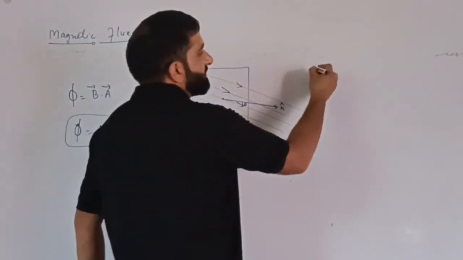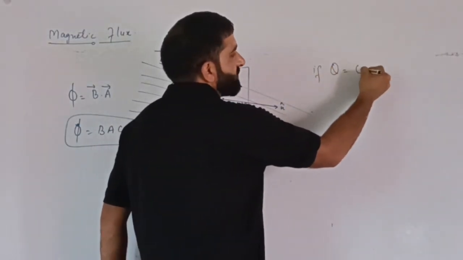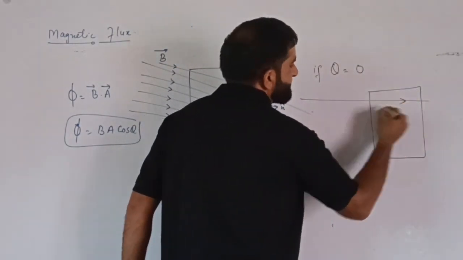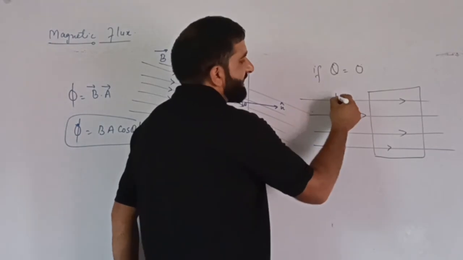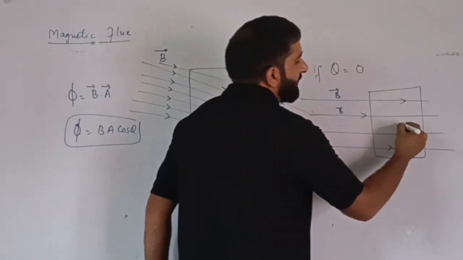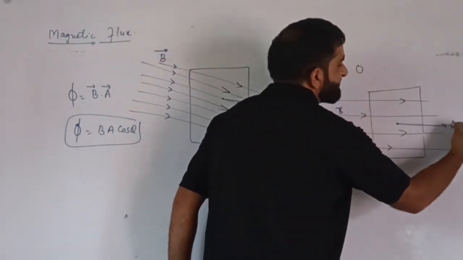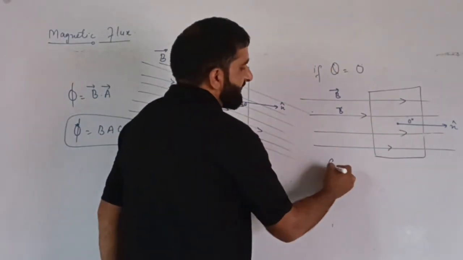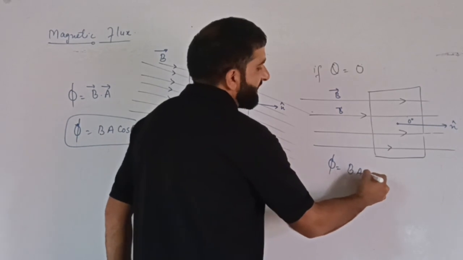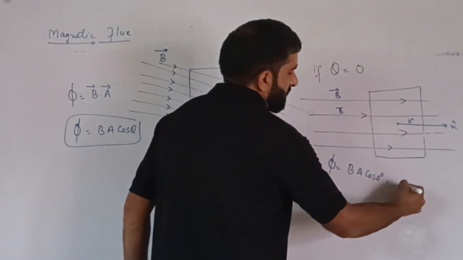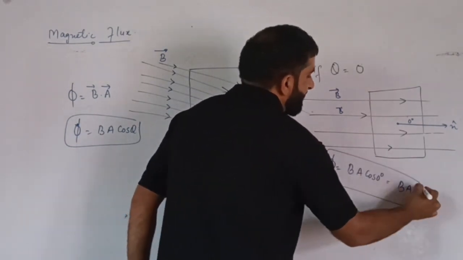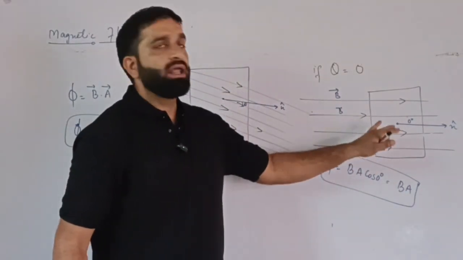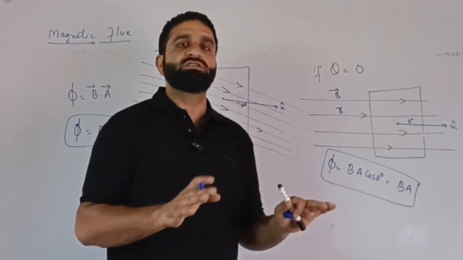Now if theta is equal to 0, that means the plane of the surface is perpendicular to the magnetic field lines, and the normal to the surface makes an angle of 0 degrees with the magnetic field lines. In that case, our phi is equal to BA cos 0. Cos 0 is equal to 1. So flux is maximum when the plane is perpendicular to the magnetic field lines, or the normal to the plane makes an angle of 0 degrees with the magnetic field.